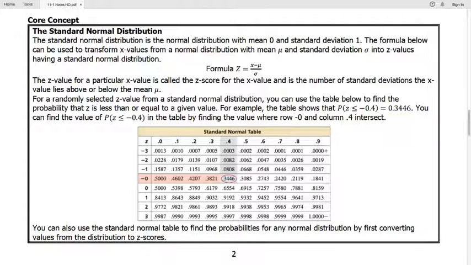We take that x value, which would be that test score, we subtract the mean, and we divide by the standard deviation. We get this z value. And then what we can do is we can take that z value and go to the standard normal table and find the probability that we're looking for. So essentially that's what the table does. I'll let you guys read more about that with all that text. But let's actually apply this in an example and see how it's used.